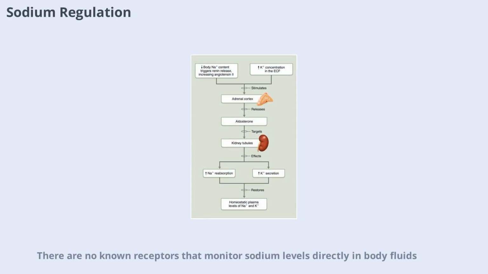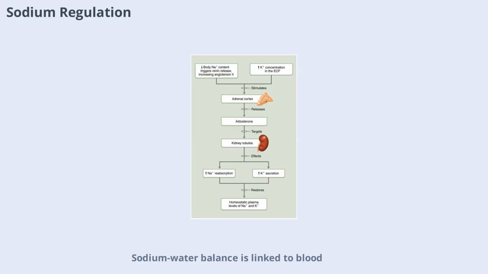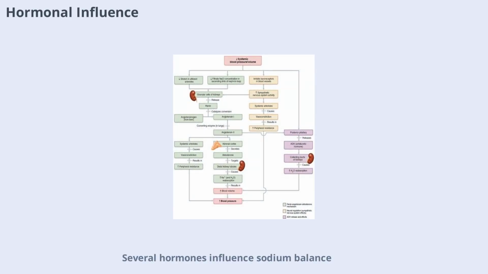There are no known receptors that monitor sodium levels directly in body fluids. Sodium-water balance is linked to blood pressure and blood volume control mechanisms. Changes in blood pressure or volume trigger neural and hormonal controls to regulate sodium content, ensuring proper fluid and electrolyte balance. Several hormones influence sodium balance.